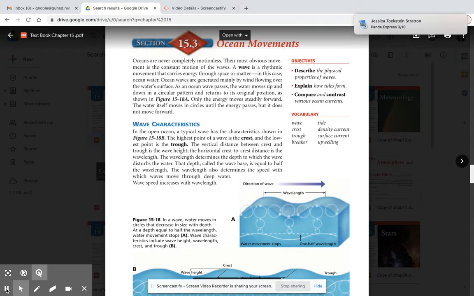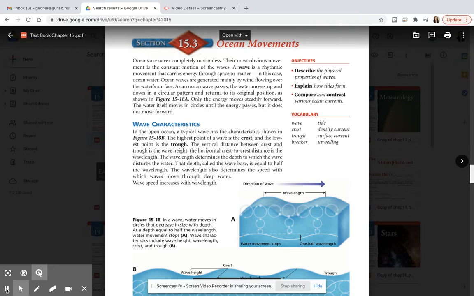Wave characteristics. In the open ocean, a typical wave has the characteristics shown in Figure 15-18b. The highest point of a wave is the crest, and the lowest point is the trough. The vertical distance between crest and trough is the wave height. The horizontal crest-to-crest distance is the wavelength.